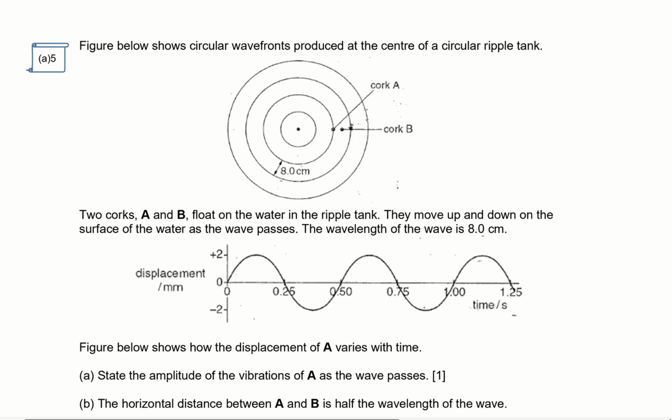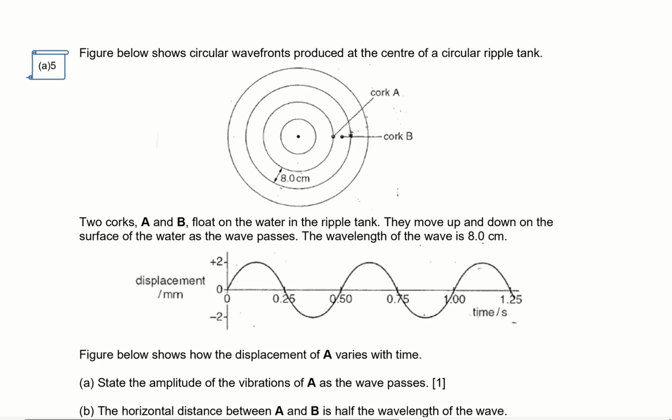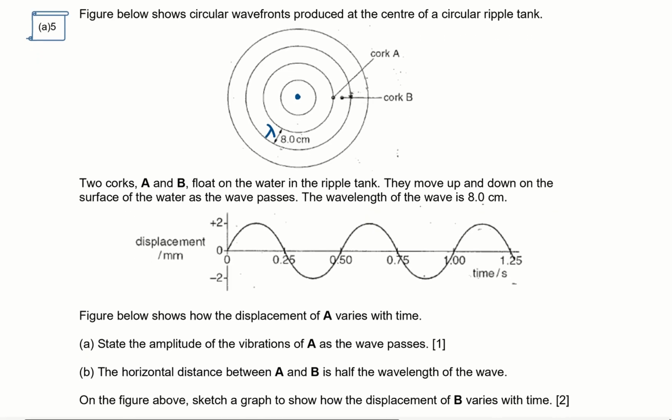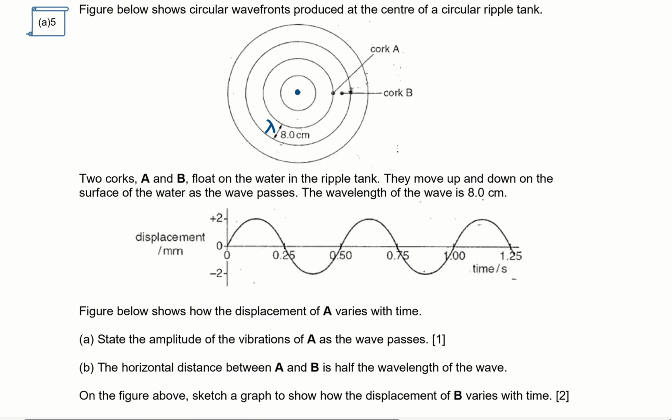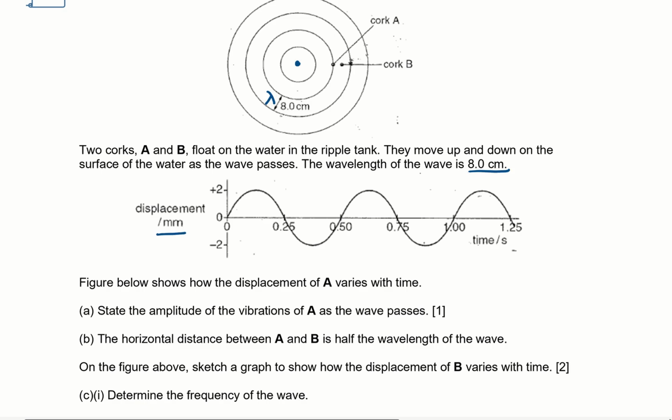Okay, A5. The figure below shows circular wavefronts produced at the center of a circular ripple tank. So this is where the vibration is. And we take note that the wavelength is 8 cm, already listed over here. Two corks A and B float on the water in the ripple tank. They move up and down on the surface. The wavelength of the wave is 8 cm. They tell us this. Now they give us this displacement-time graph.